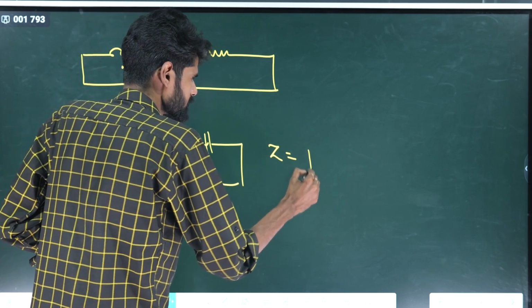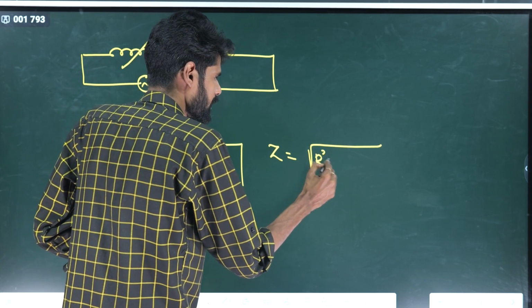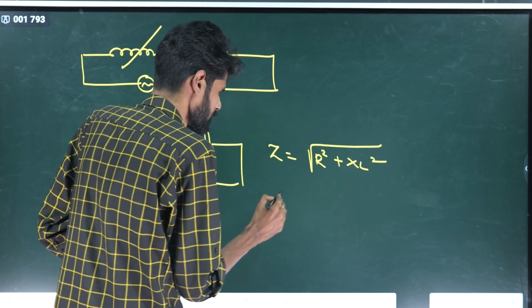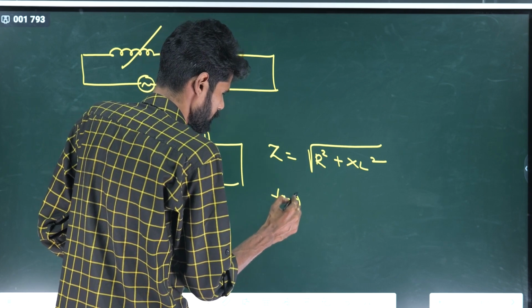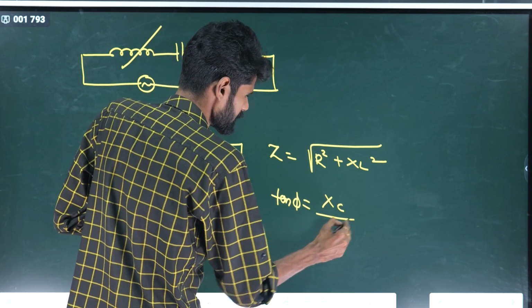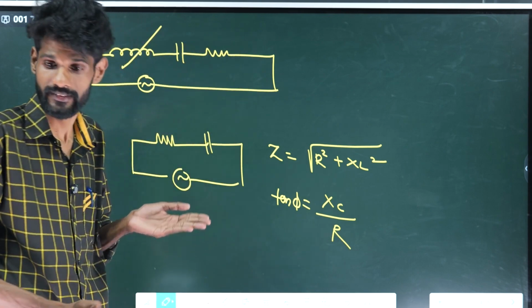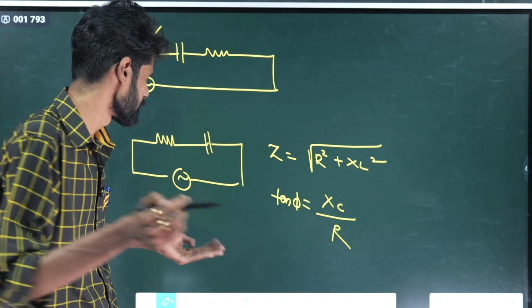To find Z, you just need to remove the inductance. Z is root of R square plus XL square, and also the phasor. Okay, here tan phi is equal to XC divided by R. Here it is XC divided by R. You can directly find it using XC divided by R. You can use that method.